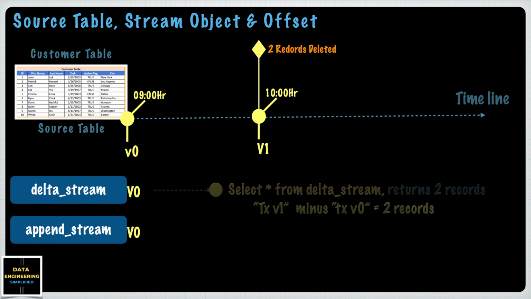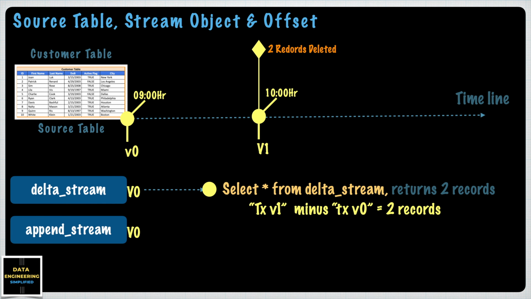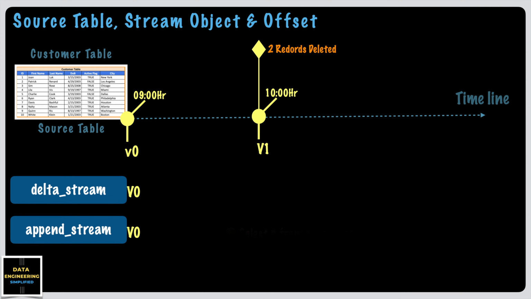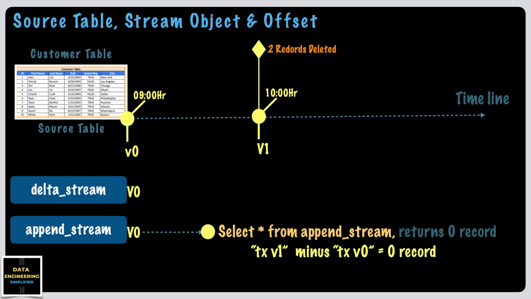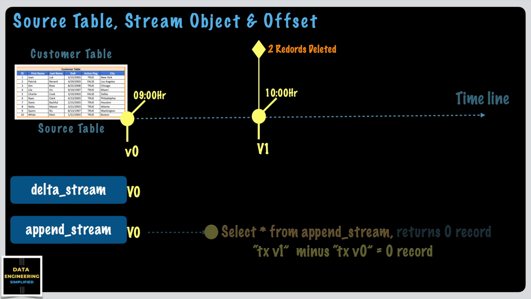When we query Delta Stream, it returns two records. The Delta Stream has V0 as offset value, and to get the result, it compares the current version of the table, which is V1, minus its own offset, which is V0, and returns two records. On the other hand, Append Stream does not return any result as no append has happened between the current state of the table and its offset value V0. Hence, the overall result is 0 records on Append Stream.